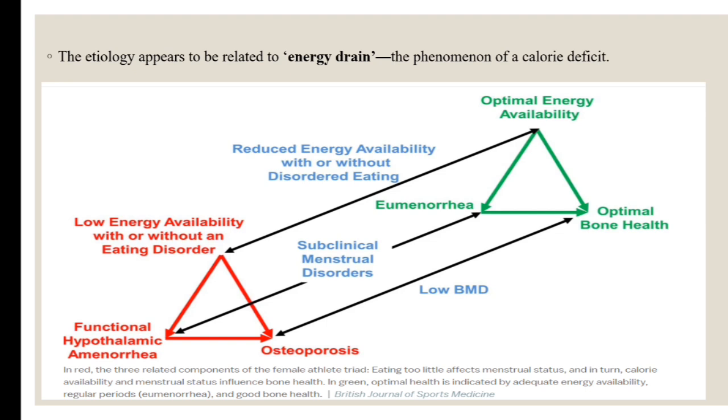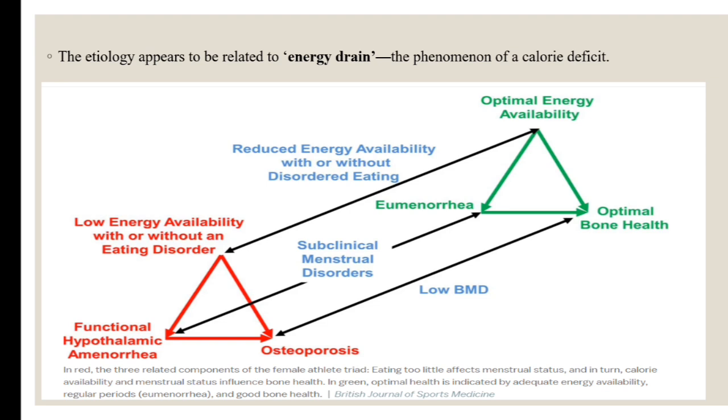With the help of this figure, one can easily understand the cause, like the area in red. These are the three related components of the female athlete triad: eating too little, and in turn calorie availability and menstrual status influence bone health. Also, we can say low energy availability with or without an eating disorder, functional hypothalamic amenorrhea, and osteoporosis. So these are the disorders which further lead to low bone mineral density.